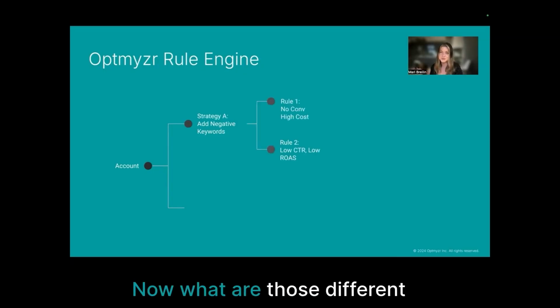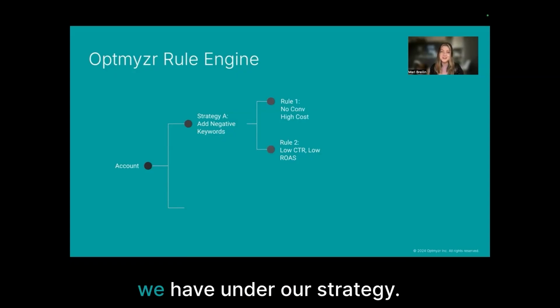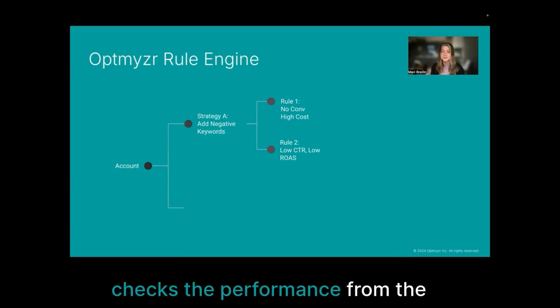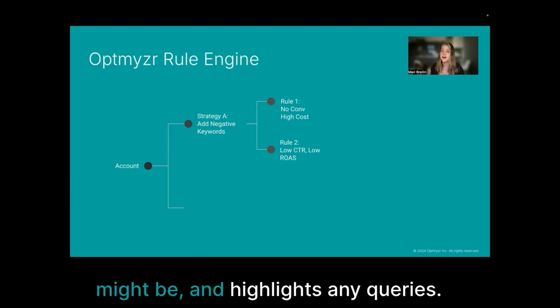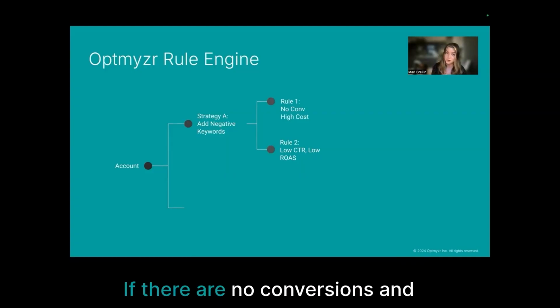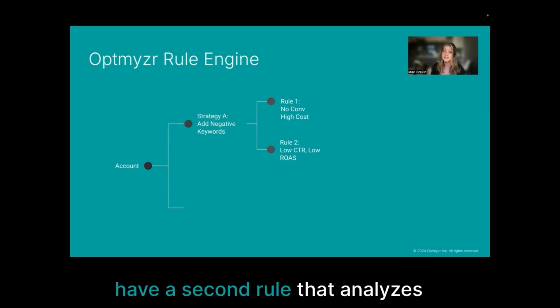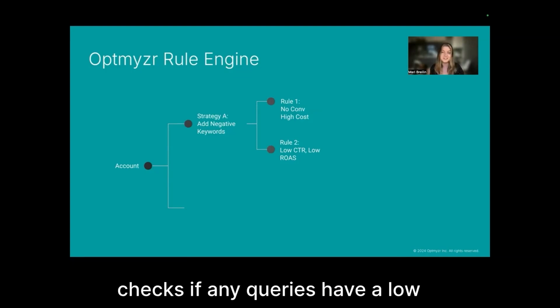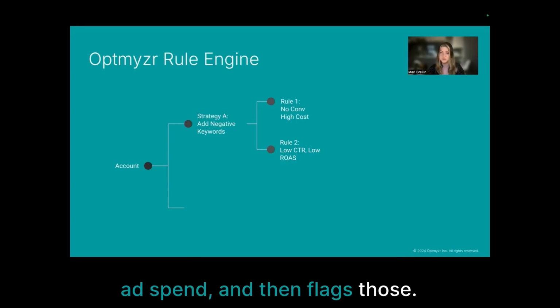Now, what are those different performance buckets then? Those different rules that we have under our strategy? We can have, for example, a rule that checks the performance from the last 90 days, 30 days, whatever that might be, and highlights any queries if there are no conversions and they have a high cost. Then we can have a second rule that analyzes anything that didn't really match that first rule and checks if any queries have a low CTR and maybe low return on ad spend, and then flags those.